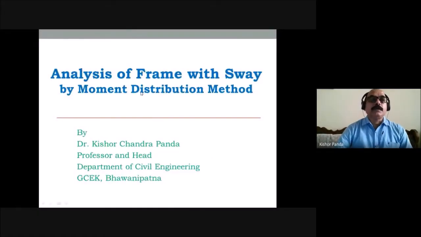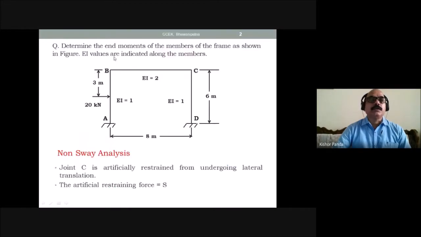Yesterday we discussed how to analyze the frame with sway by the moment distribution method. So today I will solve one question. This is the question: determine the end moments of the members of the frame as shown in the figure. EI values are indicated along the members.